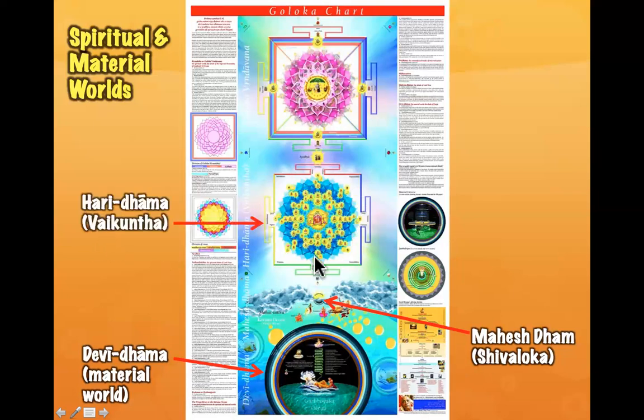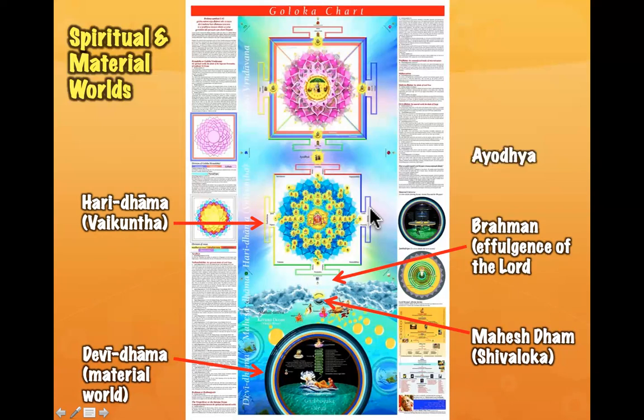Haridham is Vaikuntha, where Lord Narayan stays with Lakshmi Devi and his devotees. And then there's the Brahman, which is the effulgence of the Supreme Lord. Ayodhya is situated above Haridham, and above Ayodhya is Golok Dham, Krishna's own abode. This is a very rough overview of the spiritual and the material worlds, just to give us a little idea.